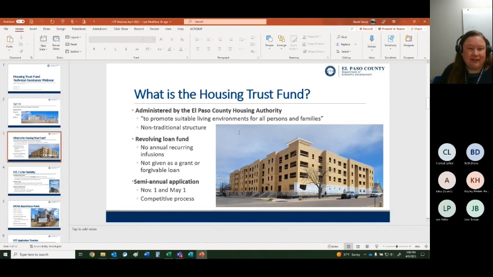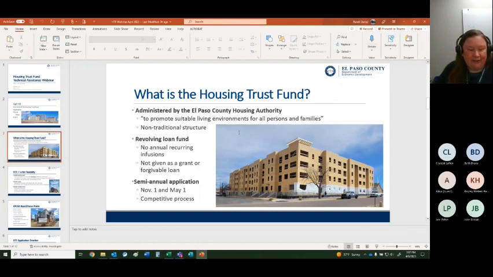The Housing Trust Fund itself is a revolving loan fund. We don't get money for that every year, just like a lot of the other funding sources that are out there. So we don't get money, no federal funding, no taxpayer requests that go out every year. We have to deal with what we have. So in that respect, we cannot give out money as grants or forgivable loans. It has to be revolving. It has to be paid back at some time or at some point.